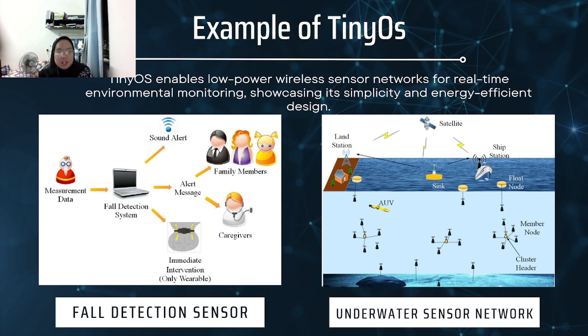environmental monitoring. And the next sensor that I use is the underwater sensor network. For this, I use an AUV, an autonomous underwater vehicle, because the vehicle includes many sensors that have TinyOS in them. I'll explain it later.